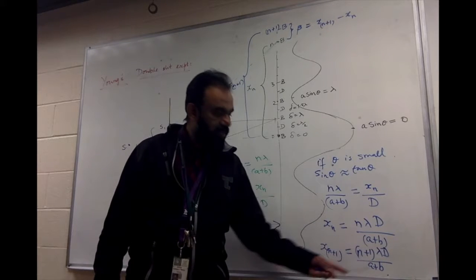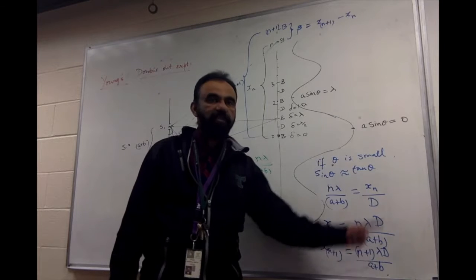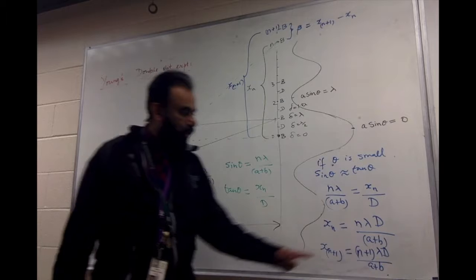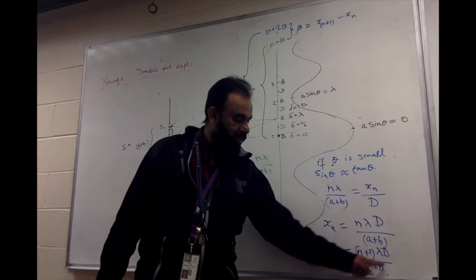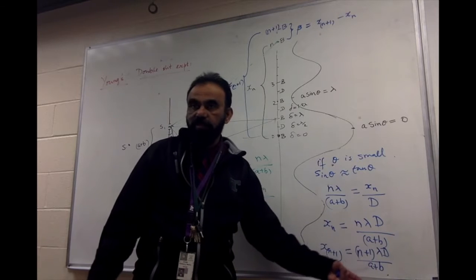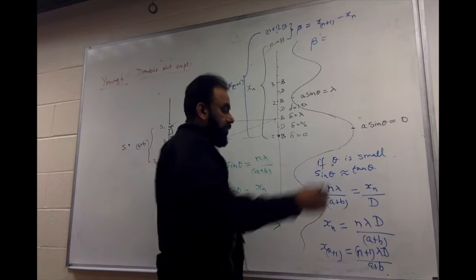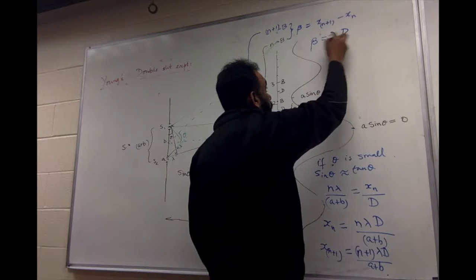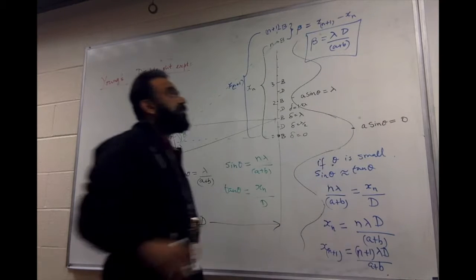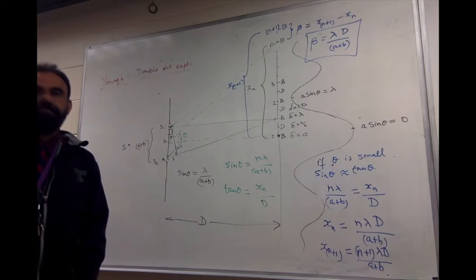If you open these brackets and then subtract, that'll make sense. After you open the brackets, you'll have n lambda D over a plus b as one, and then (n+1) lambda D over a plus b is another one, right? So when you subtract, what do you end up with? Lambda D over a plus b. That is the equation for bandwidth.